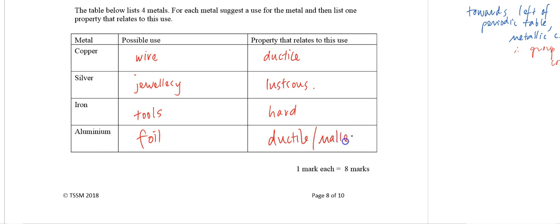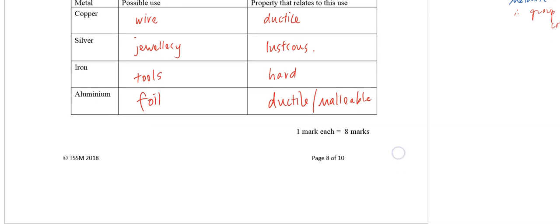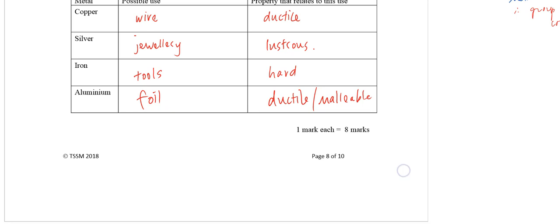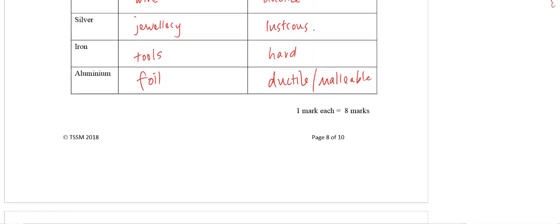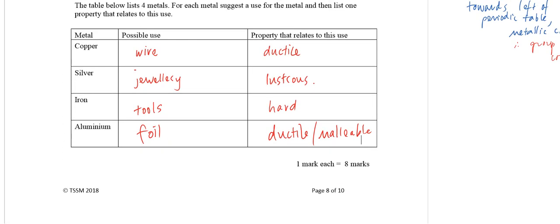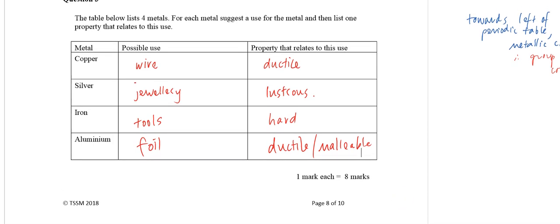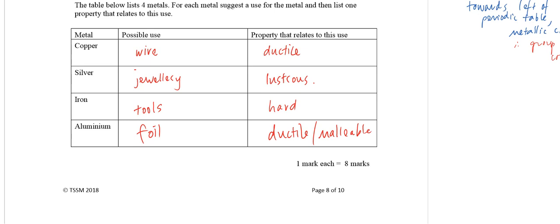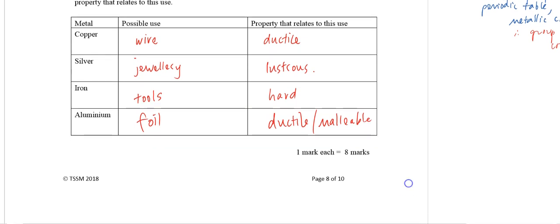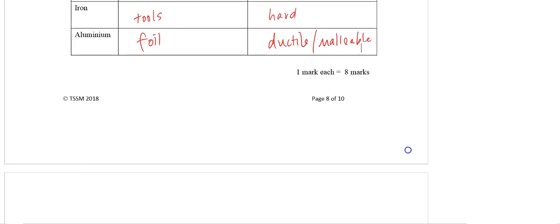I might give both of these. Do you know how aluminium foil is very thin and very flat, and you can flex it around and it won't break so easily? That's because it's ductile and malleable. Now, these aren't the only answers. You can come up with other possible uses and other properties that relate to those uses. It's one of those questions that if you give a reasonable answer, you'll get a mark.